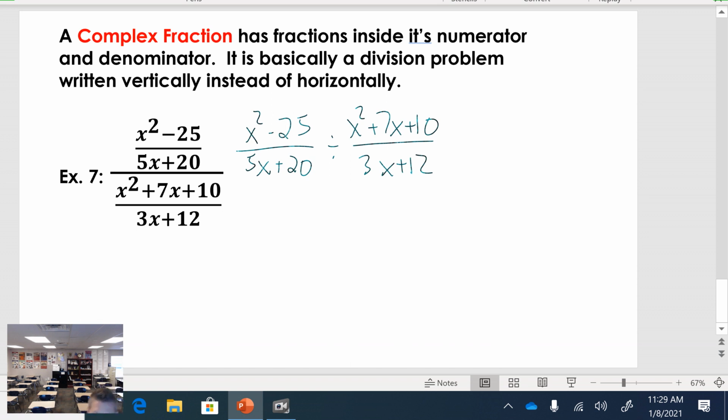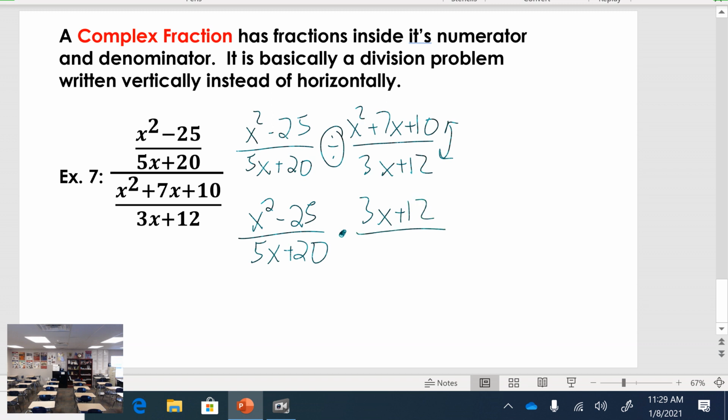And now that it's like what we saw in examples 5 and 6, we can change the sign and flip the second fraction. So I'm still going to rewrite x squared minus 25 over 5x plus 20 times, so now we're multiplying, and then the 3x plus 12 goes on top, and the x squared plus 7x plus 10 goes on the bottom.